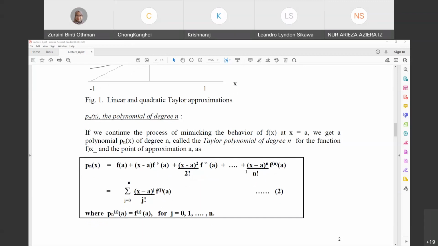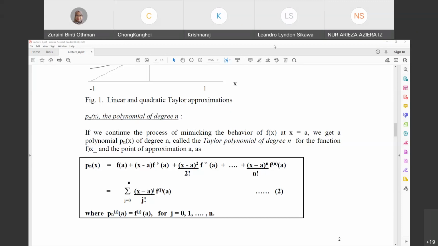Okay, ini ialah persamaan dia. Dia akan dapat one series and here 0, 1 until n ni bermaksud ialah kita punya ni, maksudnya if it is 0, it will be f(a) only. Bila dia kosong, maksudnya kat sini ialah j sama juga dengan kosong, kuasa kosong akan dapat 1 yang dekat sini.